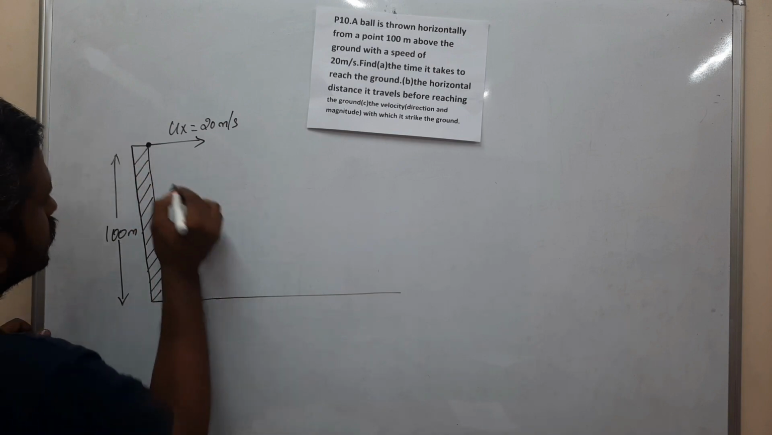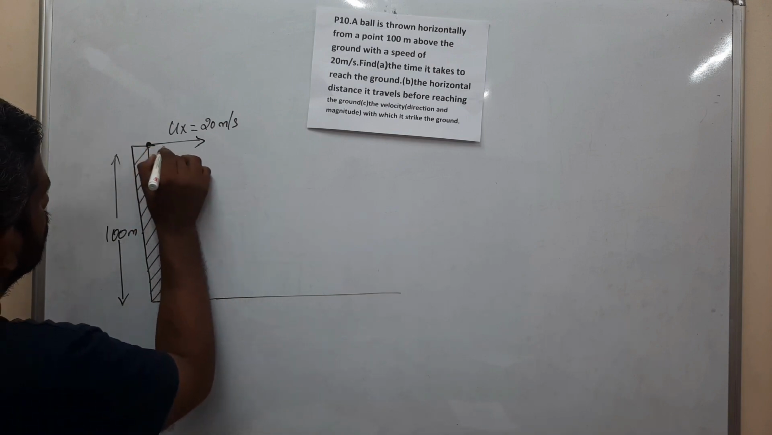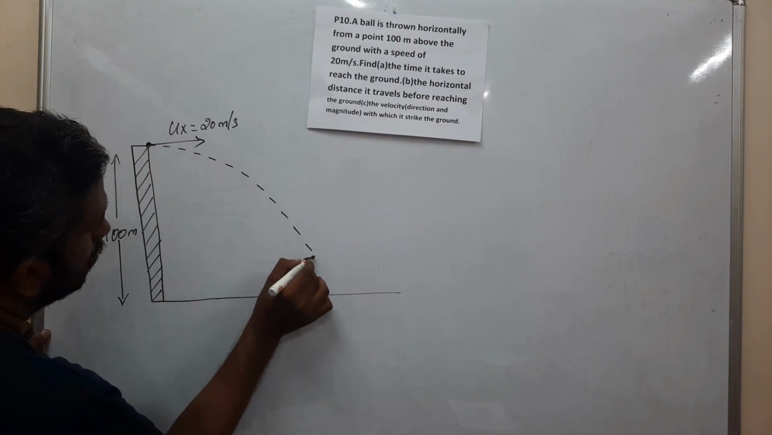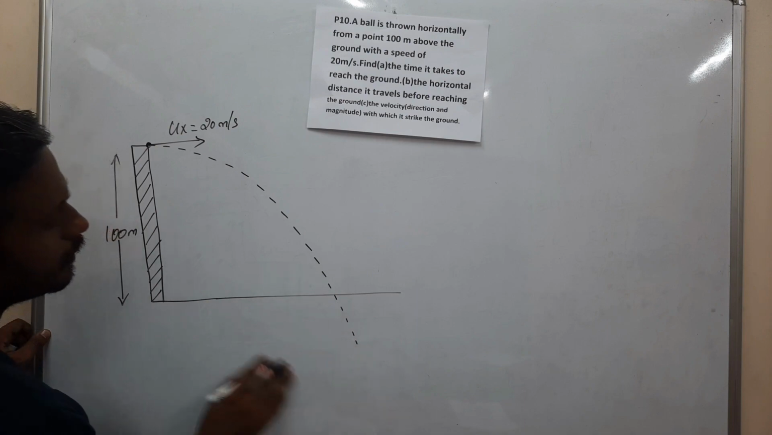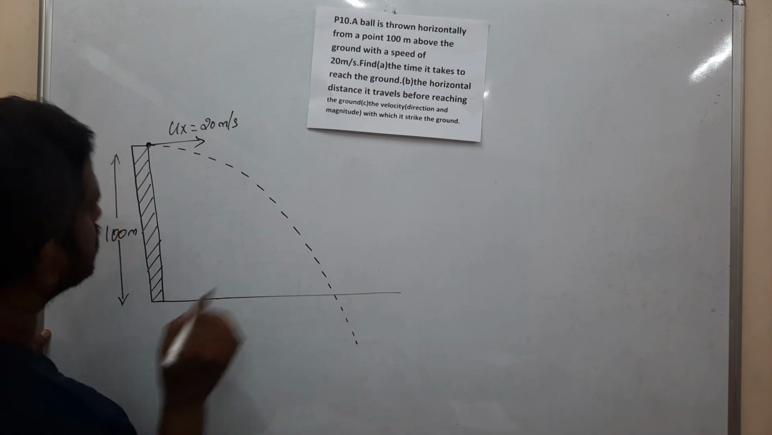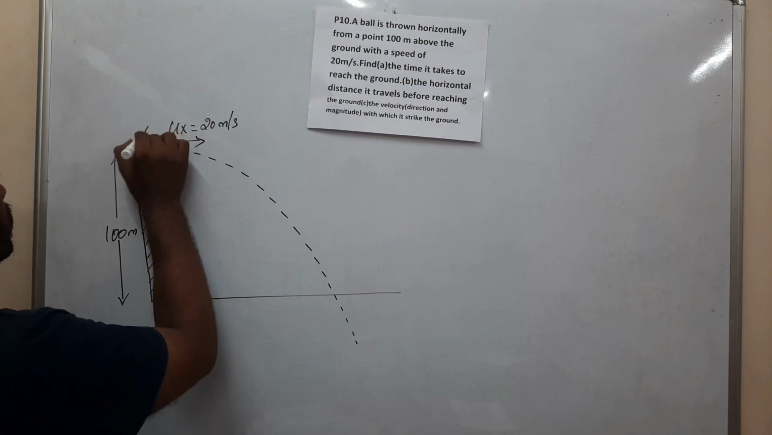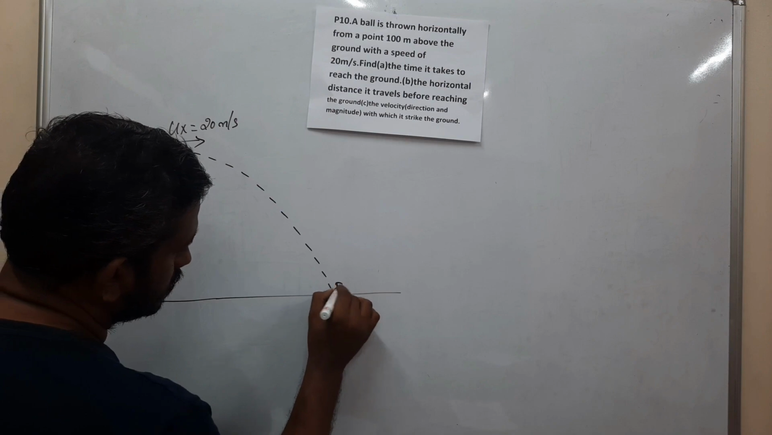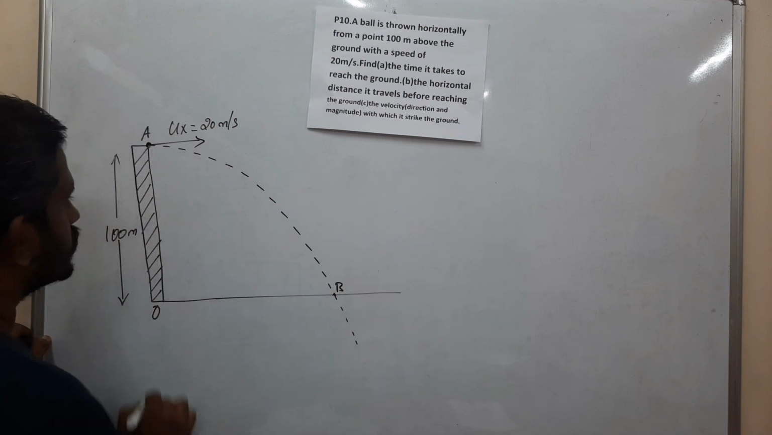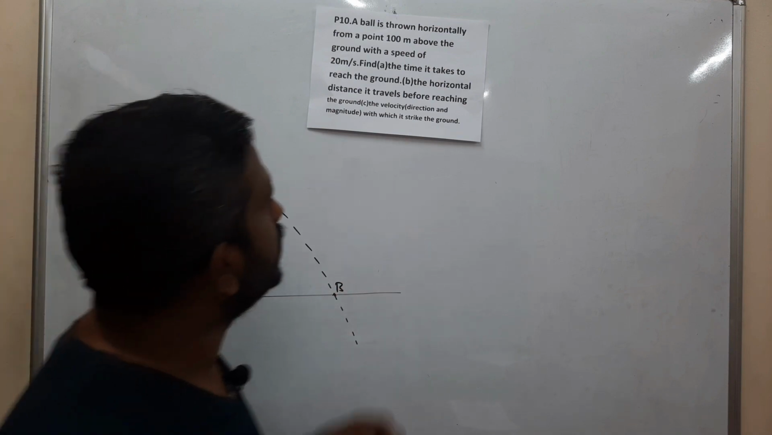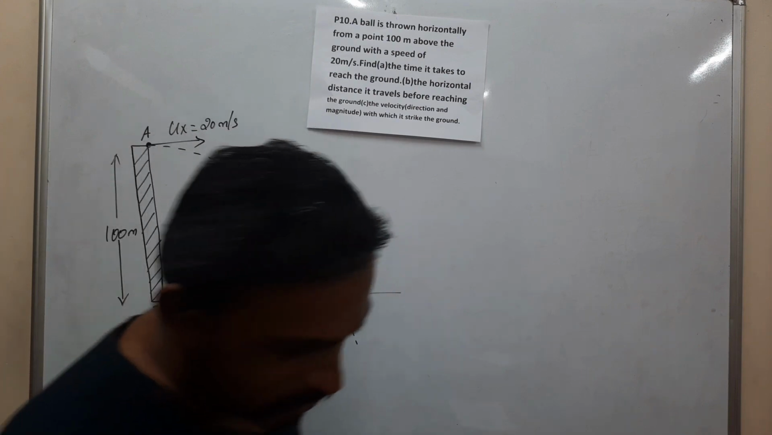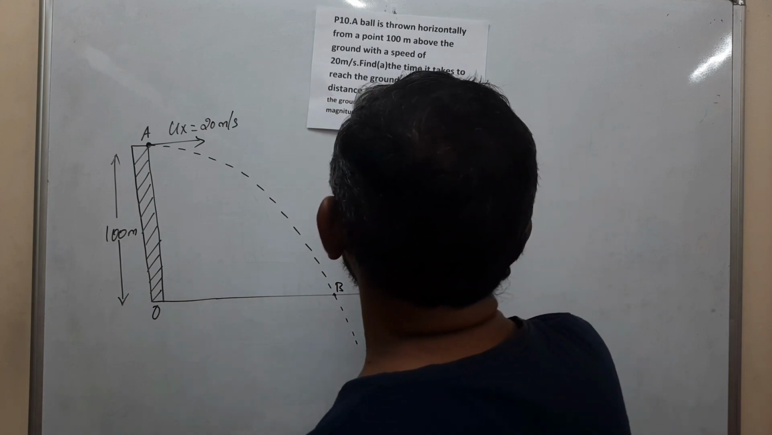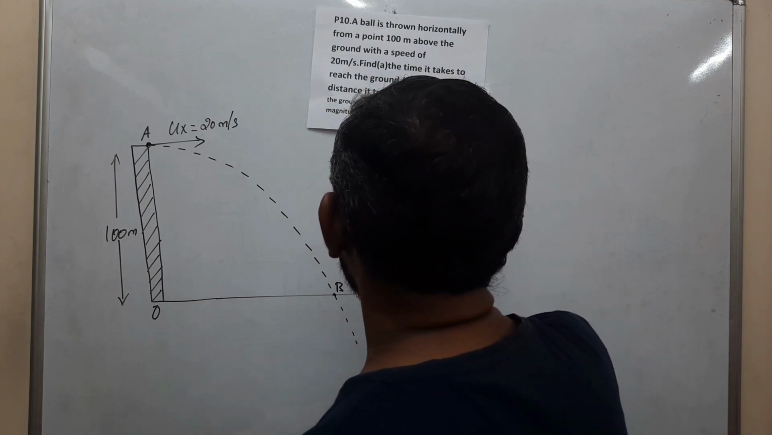So what is the trajectory of the projectile? Okay, so this is the trajectory of the projectile. So this point is A and this point is B and this point is O. So first we have to find the time it takes to reach the ground. So it is nothing but time of flight.